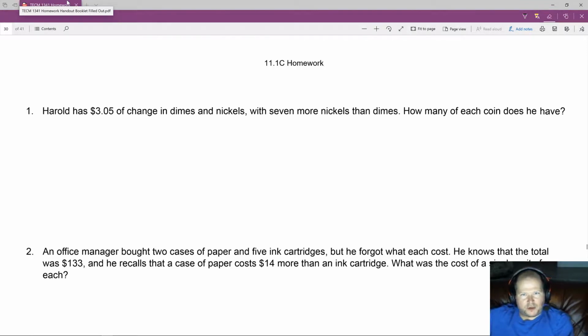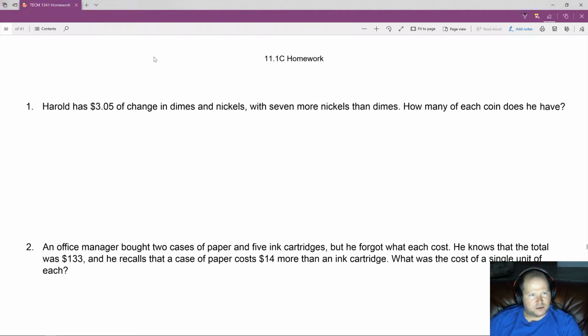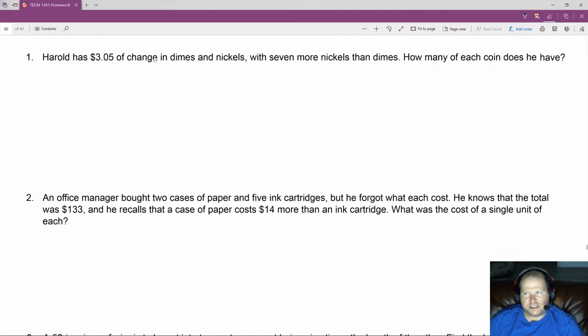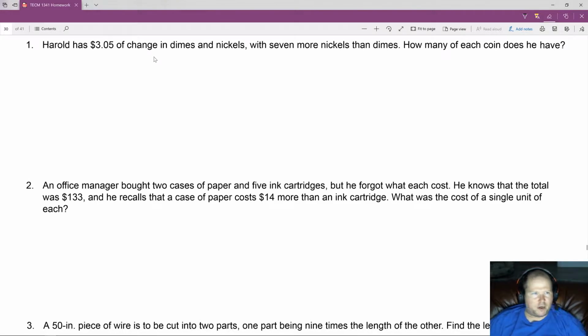So we have 11.1c homework. The first one says Harold has $3.05 of change in dimes and nickels, with 7 more nickels than dimes. How many of each coin does he have? Now we don't have a general equation for this, so we are going to have to make our own variables before we make our own equation.